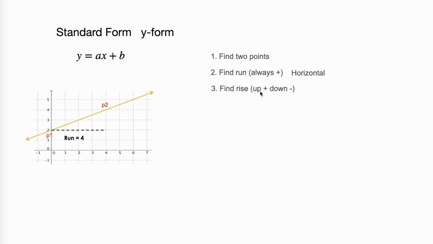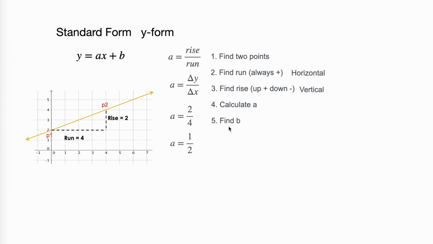The rise is either up or down. If it's up, it's a positive value. If it's down, it's a negative value. This is always vertical. This is the rise. Rise in this case is 2. The slope, we're going to calculate in step 4. The slope is the rise divided by the run, or the delta y over delta x. In this case, the rise is 2, the run is 4, so 2 divided by 4, I can reduce that to 1/2.